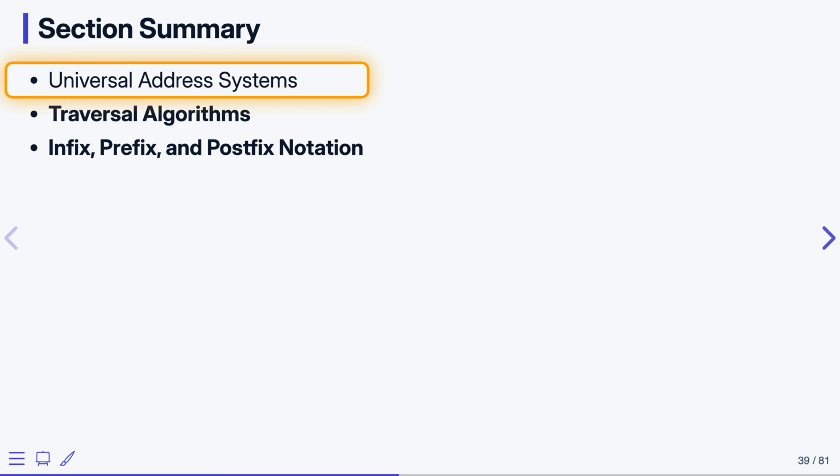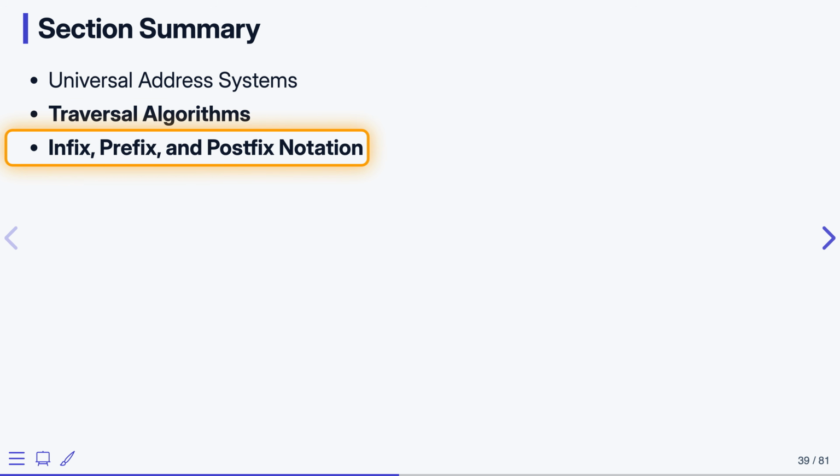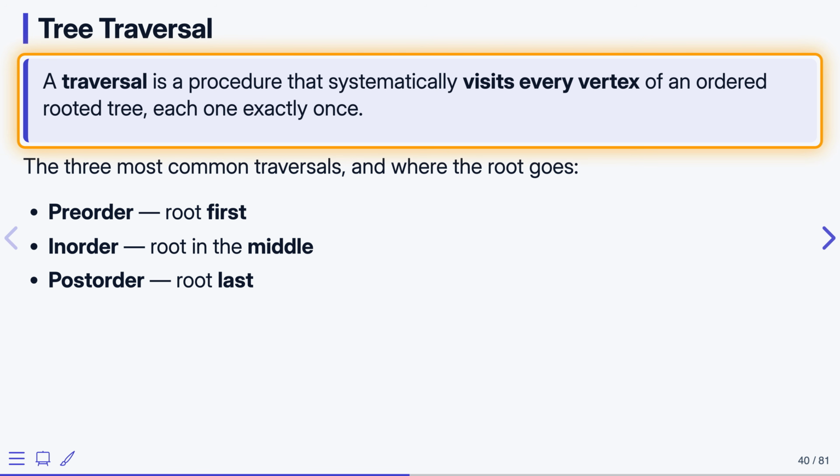First, a way to give every dot an address, which we mention only briefly. Then the main topic, the traversal algorithms. Those are the 3 orders for visiting dots. And last, 3 ways to write an expression, infix, prefix, and postfix. They come straight from those 3 orders. Let us set the stage.